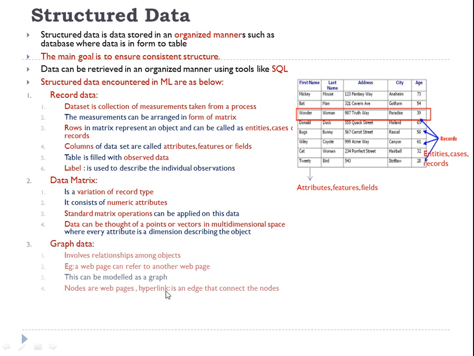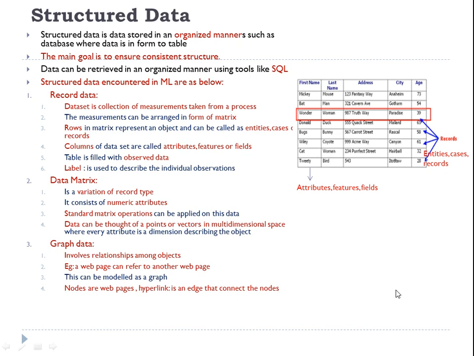The third one is graph data. As the word itself says, here we are modeling the data in the form of a graph. It gives us relationships among the objects. One simple example is a web page which is referring to another web page. If I represent this in the form of a graph, I can represent the web page as a node, and the connection between the nodes, the hyperlink, is called an edge. So that is about graph data.